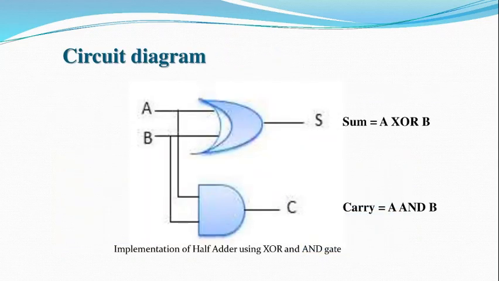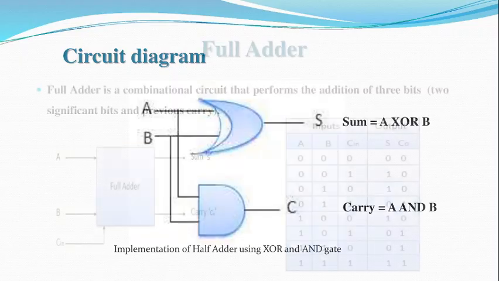A half adder is built using just two gates, an AND gate to give us the carry term and an XOR gate to give the sum term. The half adder circuit diagram is shown in this slide. The equivalent Boolean equations are: sum is equivalent to A exclusive OR B, and carry is equivalent to AB.